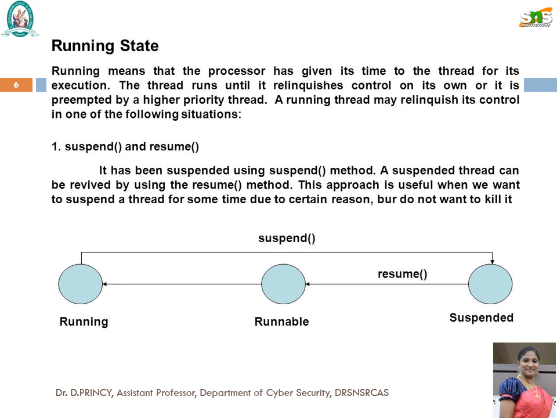Running state. Running means that the processor has given its time to the thread for its execution. The thread runs until it leaves the control on its own or it is preempted by a higher priority thread. A running thread may leave its control in one of the following situations. It can use the suspend method to move to the suspended state or blocked state and come back to the running state using the resume method.